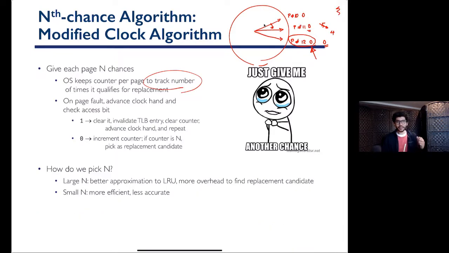And if this n is small, the smallest would be just 1. So everybody has only 1 chance, and if it becomes 0, then we're going to evict it. Then your approximation is going to be less accurate to LRU.